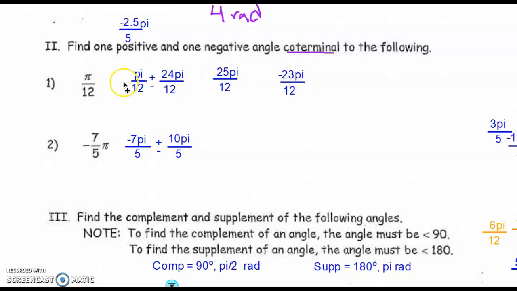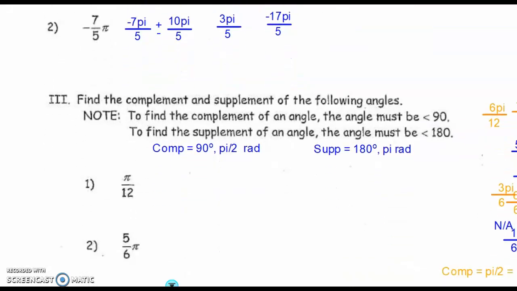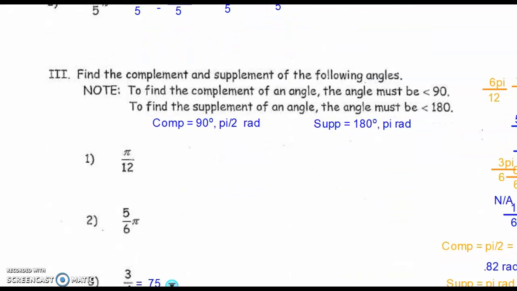There you go. Now we're in fifths. Well, when we add and subtract 2 pi, 2 pi is the same as 10 pi over 5. -7 plus 10 would be 3 pi over 5. And -7 minus 10 would be -17 pi over 5. There you go.